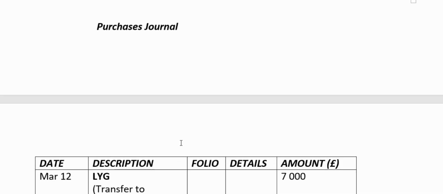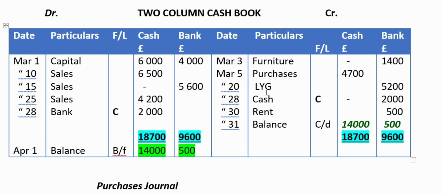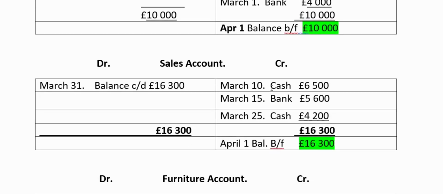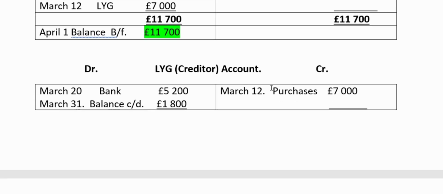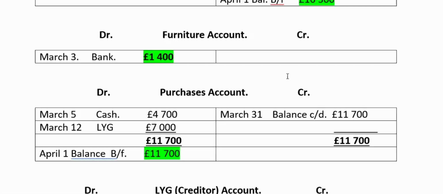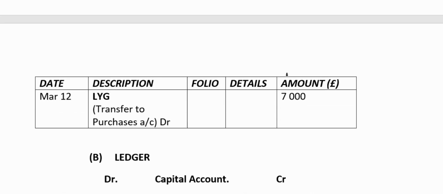Okay, we go to the next person. We have LYG. LYG is found in the credit side of the cash book. Look at how it is entered in the creditor. So LYG, goods were bought from LYG March 12, purchases 7,000, found in the purchases journal that we mentioned earlier.